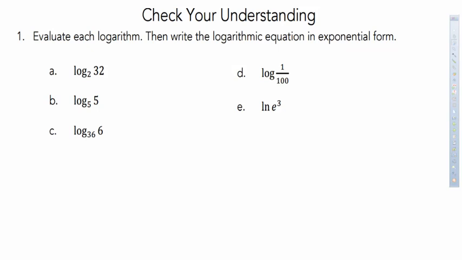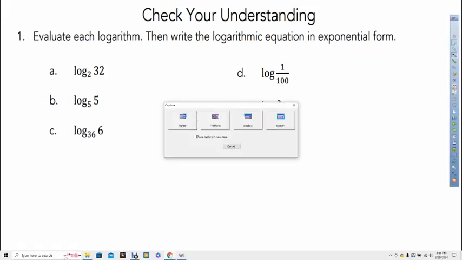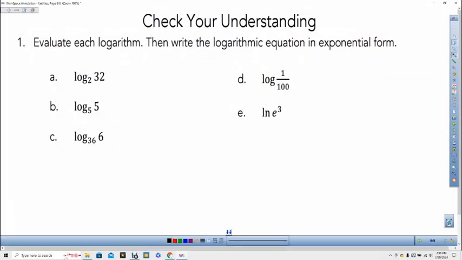All right, so let's evaluate each log, and then we're going to rewrite the thing in exponential form. So first thing I'm going to do is go through and evaluate all these, and then we'll come back and write them in the exponential form. So literally the question we're asked, what power do I raise 2 to get 32? And the answer is going to be 5.